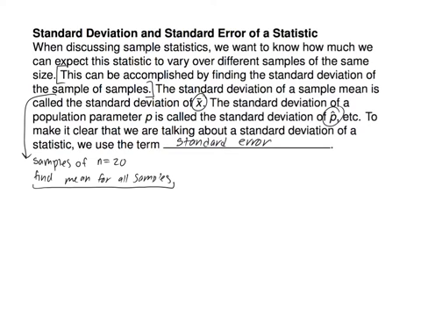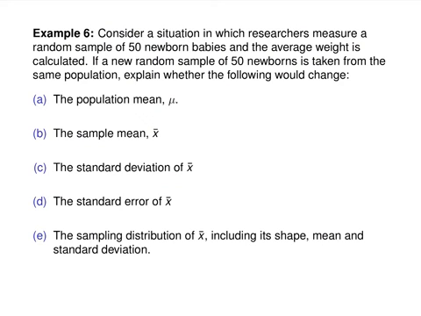Okay. So suppose you have a situation in which researchers measure a random sample of 50 newborn babies and the average weight is calculated. If a random new sample of 50 newborns is taken from the same population, explain whether the following would change. So is the population mean going to change from sample to sample? No. No, this one is fixed. How about X bar? Yes.